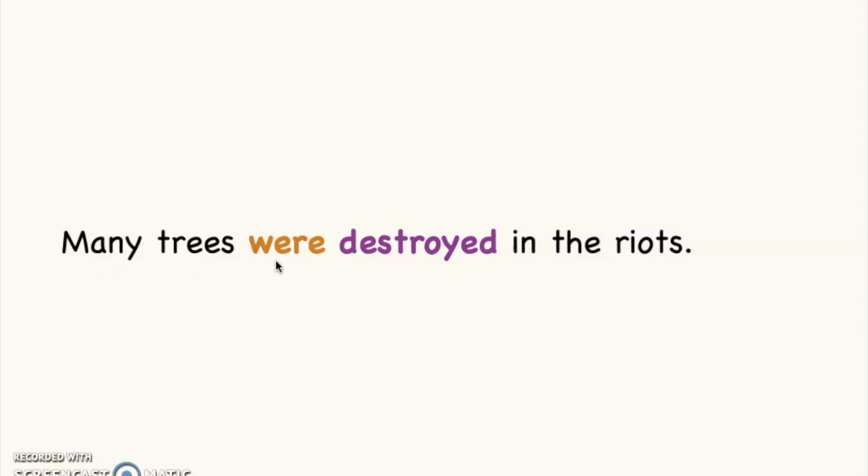Many trees were destroyed in the riots. So here we have our passive verb, were destroyed. There's the form of be, and here is the past participle. Trees is the subject. Trees did not do this. This was done to the trees. Passive verbs always indicate action being done to the subject. The subject receives that action.